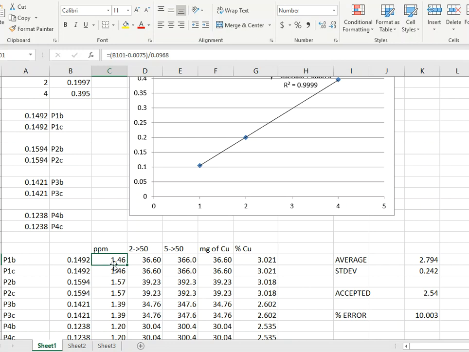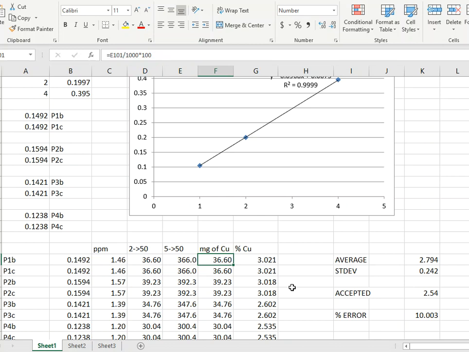So this 1.46 was milligrams per liter of my diluted sample in the very end. So I had a 2 to 50 dilution, so I corrected for that. And then I had another 5 to 50 dilution, I corrected for that. And then I calculated the actual number of milligrams that was present, because I didn't make a liter, I made 0.1 liter instead.